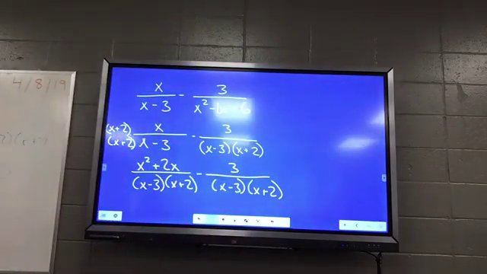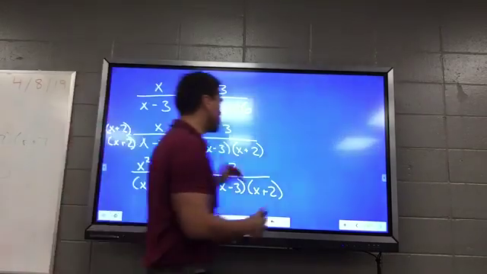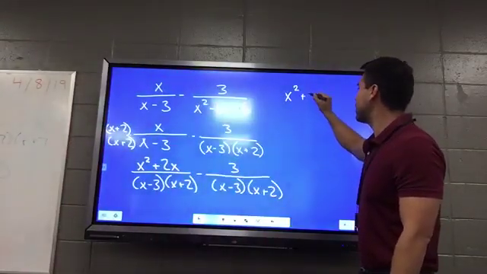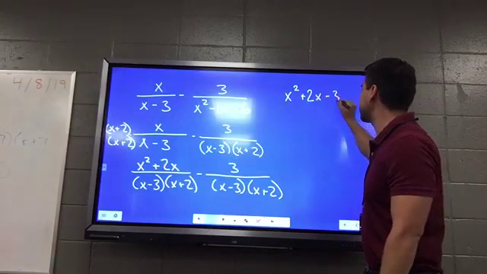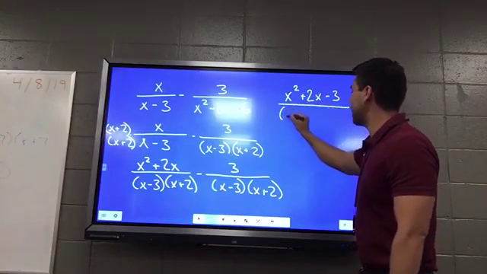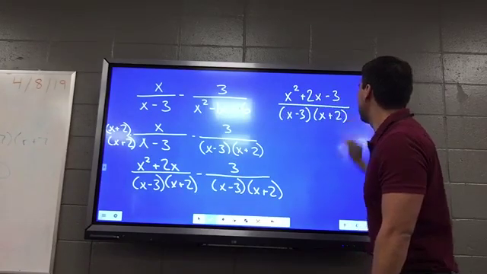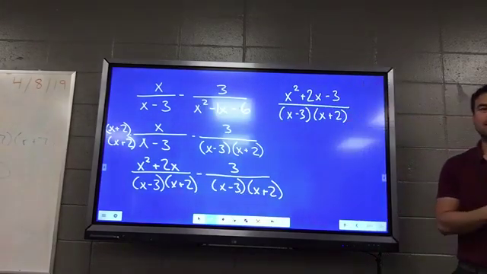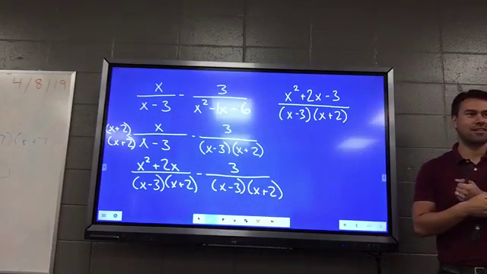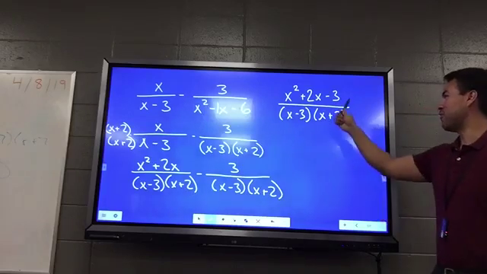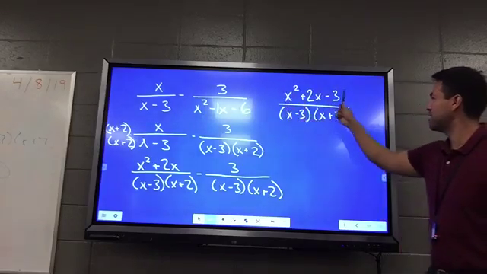What's the addition or subtraction now? x squared plus 2x minus 3 over x minus 3, x plus 2. Whoa, that is not the simplified form. Wait, what? It isn't, because guess what? x plus 2 might go into something. Can you factor this trinomial?